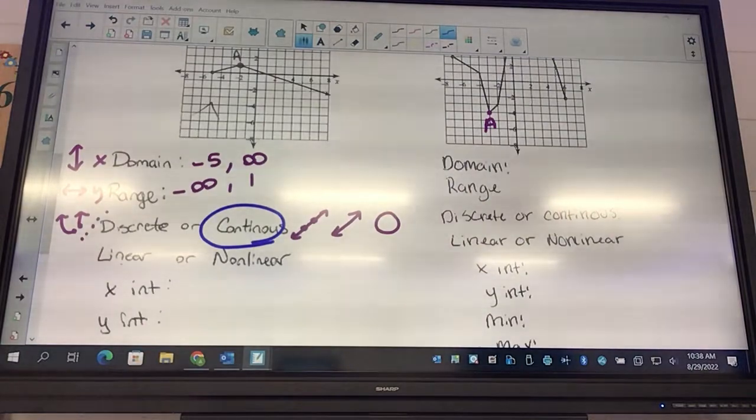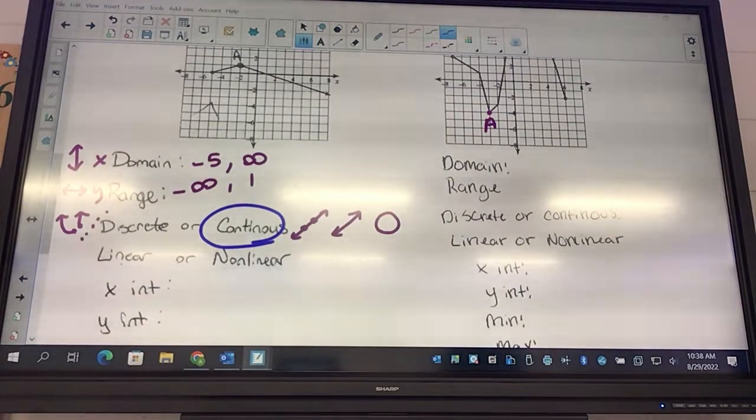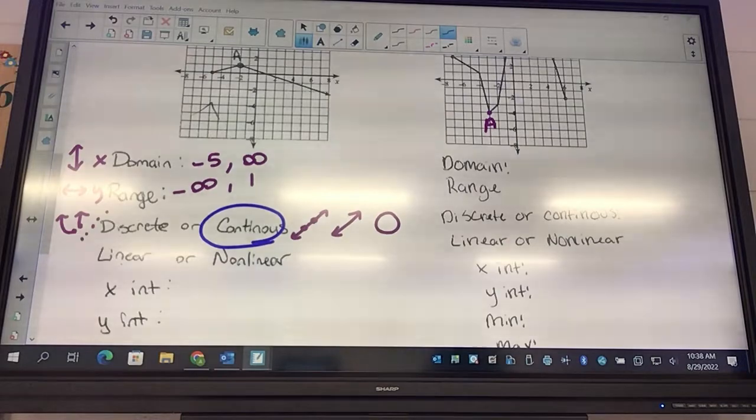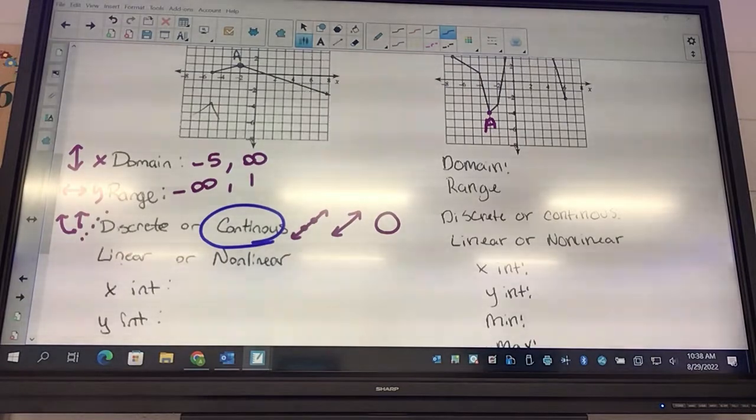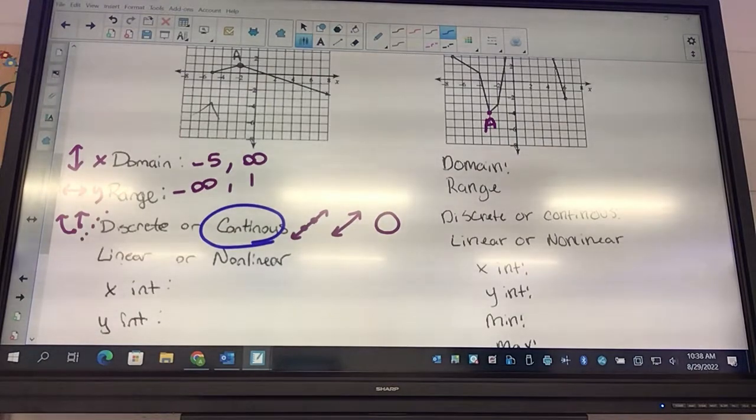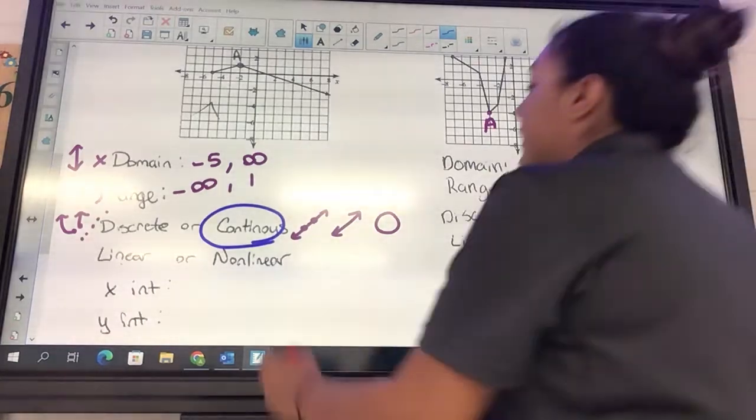Is this linear or non-linear? Linear. Okay, linear means it's got to be a straight line. It can go like this, like this, like this, but from my elbow down, there's no bends, right? That means linear. So is there any bends in the line? Yeah. So then it's non-linear.